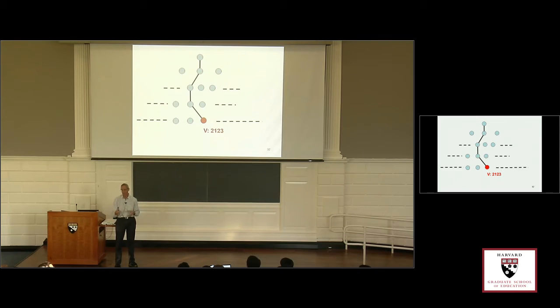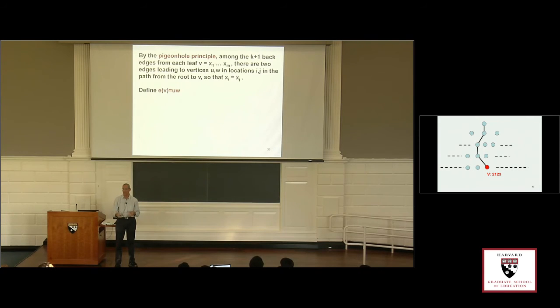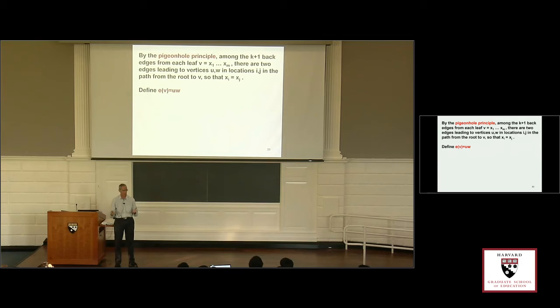So this is how it corresponds to here. Now from each leaf, we have k plus 1 back edges. By the pigeonhole principle, there are two of them that lead to some vertices in locations i and j, so that xi is equal to xj, because the possibilities for the different xp's are just k, and we have k plus 1 edges. And then we just take two of them that are equal, and we connect them as an edge.